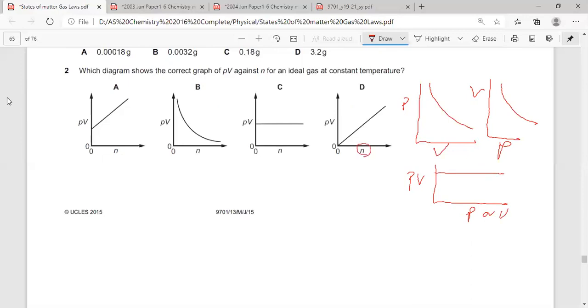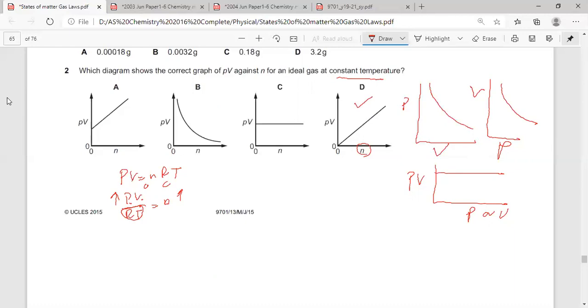Obviously you can look back at the equation PV equals nRT, isn't it? So PV over RT equals n, with temperature remaining constant. When you increase the number of moles, pressure and volume will also increase. So when this increases, this will also increase. At 0 moles, of course, it's 0, 0, 0. So this is the correct one.